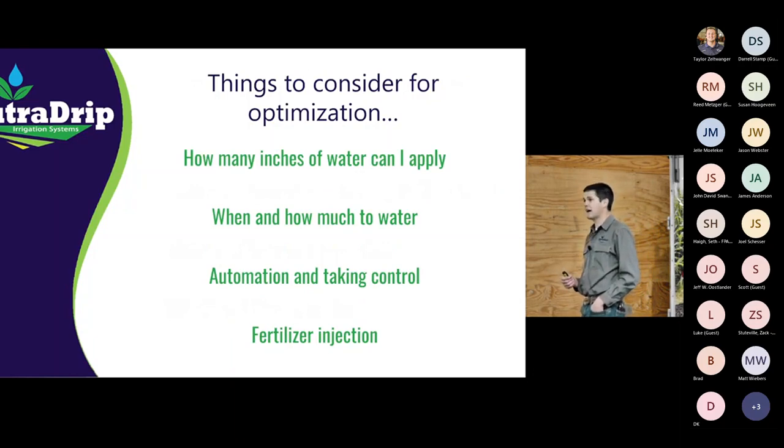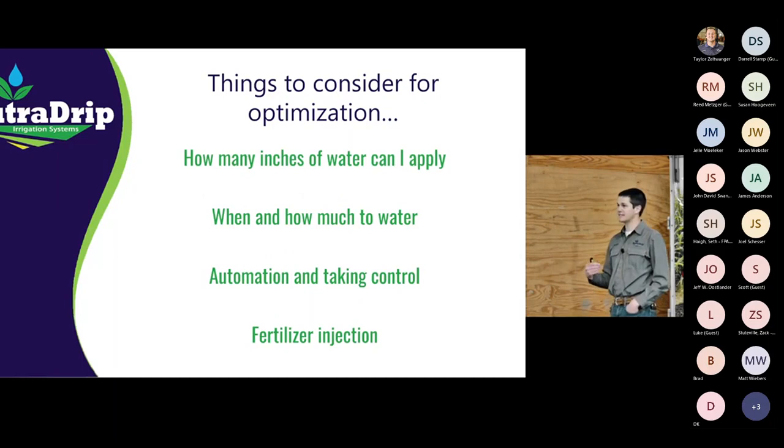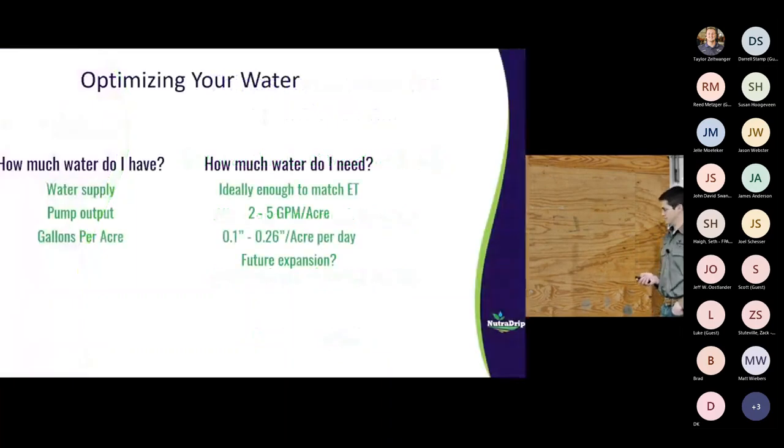How many inches of water can I apply? Is water limiting me, or do I have all the water I can? And if it is limiting me, what can I do about that? We touched on when and how much to water; I think the crop advisor is going to be a key in that, and I'm really excited to start using that more than just for our pilot projects. Automation and taking control of your system: most of the guys here that have systems are familiar with automation and have some sort. We'll take a look at what it can do for you. And then fertilizer injection, as Tim mentioned, that's a big advantage of having a drip system.